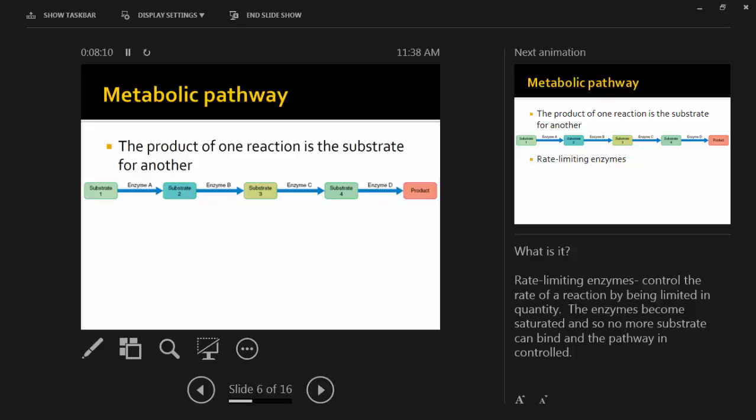Enzymes become important in metabolic pathways because they can be rate limiting. So I just said there's only a certain amount of any kind of enzyme in your body, and it gets recycled over and over again. What that means is if there's only a little bit of enzyme A, it doesn't matter how much substrate 1 you put into that pathway, you're not going to get more product. The enzyme is rate limiting. If the enzymes are all used up by substrate, then adding more substrate isn't going to make a difference.